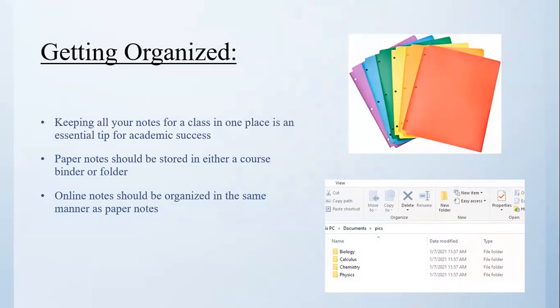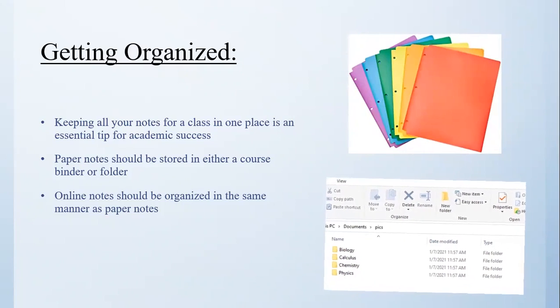Before diving in to all the methods that will be discussed, it is most important that we talk about organization. Keeping all your notes for a class in one place is an essential tip. Paper notes should be stored in either a course binder or folder. It is important not to accidentally mix up your class notes or store them in the wrong place. To avoid this, be sure you have specific course folders or binders and that you place your notes in the corresponding place. Online notes should be organized in the same manner as paper notes.